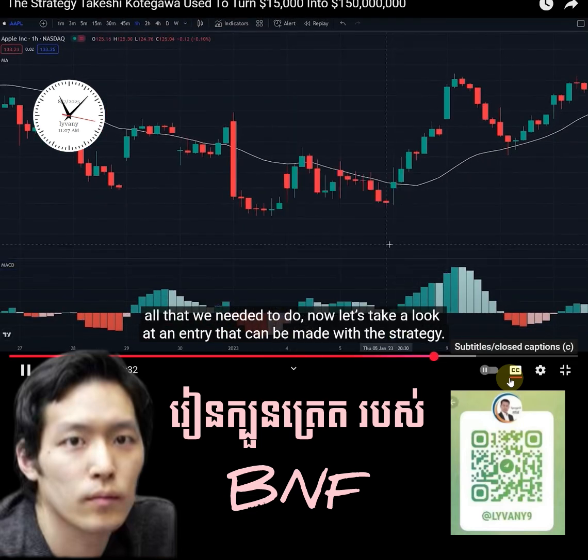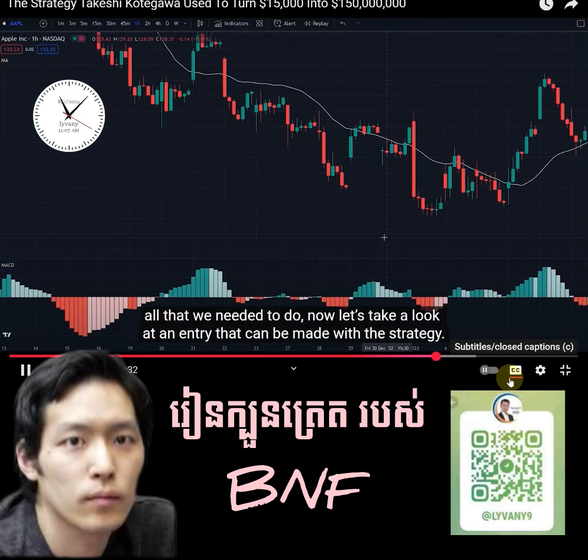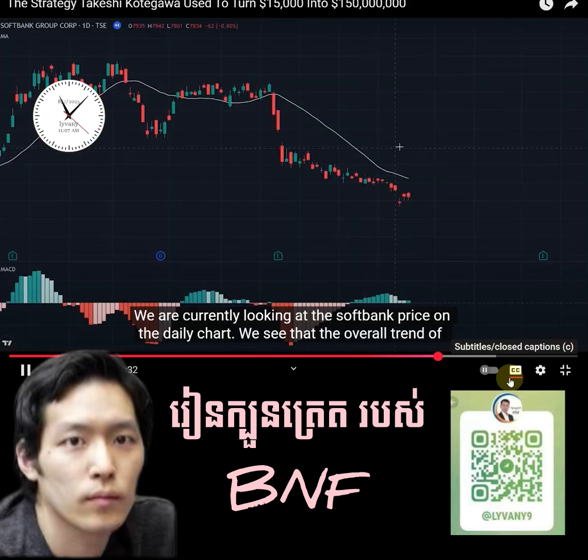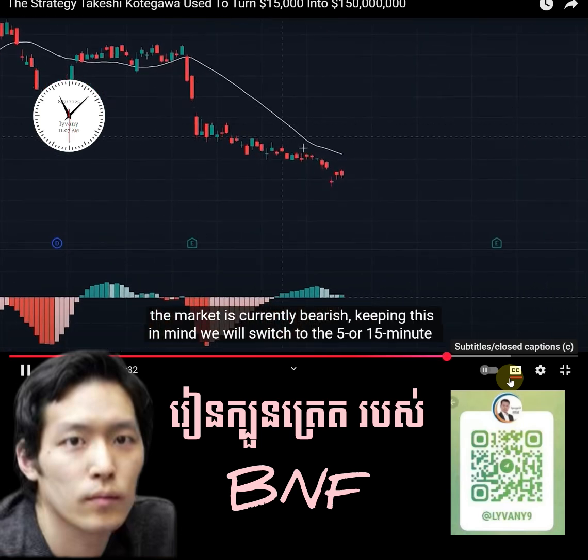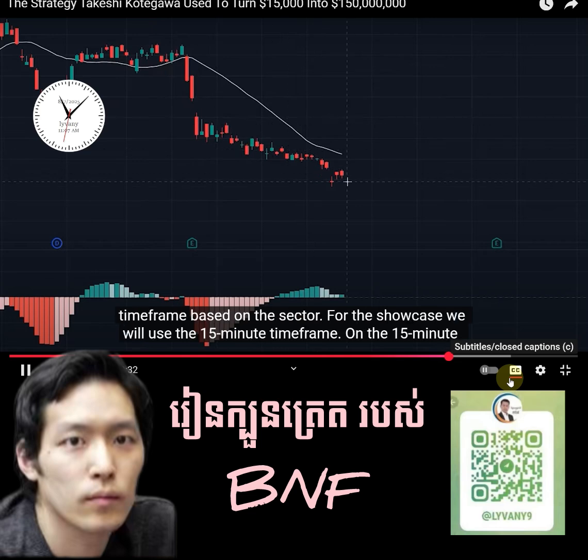Now let's take a look at an entry that can be made with the strategy. We are currently looking at the SoftBank price on the daily chart. We see that the overall trend of the market is currently bearish. Keeping this in mind, we will switch to the 5 or 15-minute timeframe based on the sector. For the showcase, we will use the 15-minute timeframe.